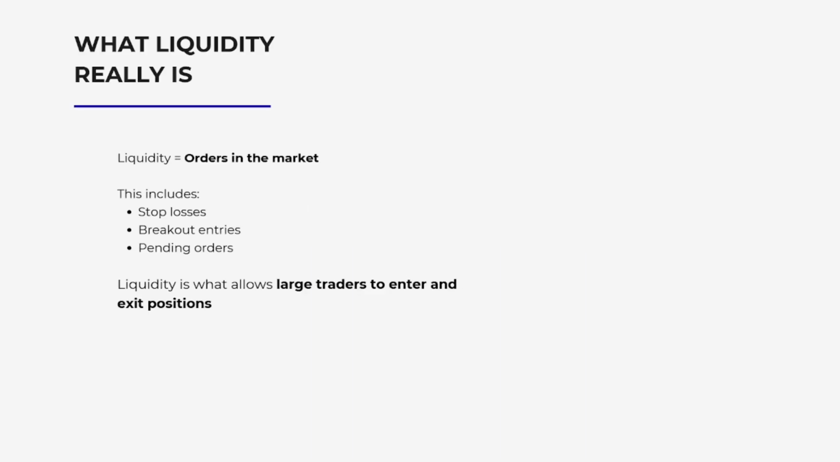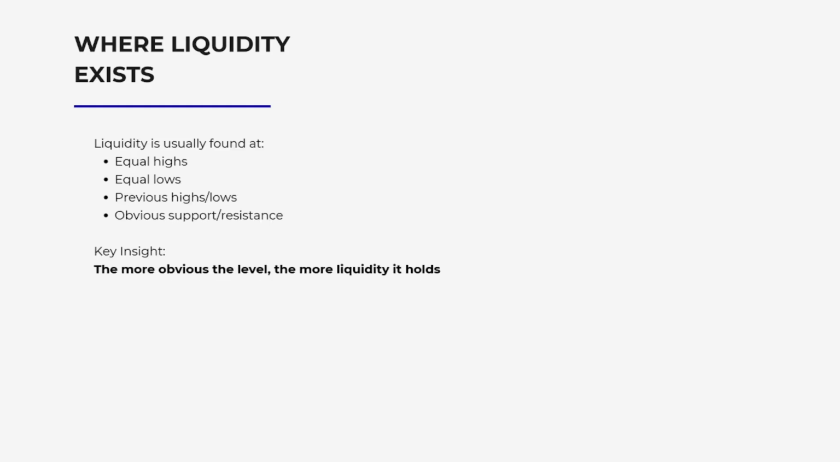Liquidity is basically orders in the market. This includes stop losses, breakout entries, and pending orders. It allows us, as large traders, to enter and exit positions. Liquidity exists at equal highs, equal lows, previous highs and lows, and something further that we'll talk about, previous power of threes, basically previous projections of the standard deviation, and also obvious support and resistance. The more obvious the level, the more liquidity it holds.